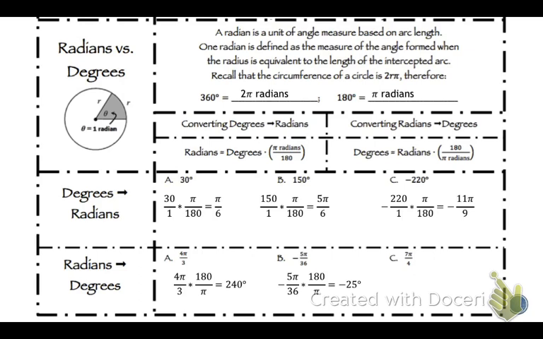Okay, now 7 pi over 4 times 180 over pi. Multiply that out. The pi's cancel. 4 goes into 180 45 times. 7 times 45 is 315, so that's 315 degrees.